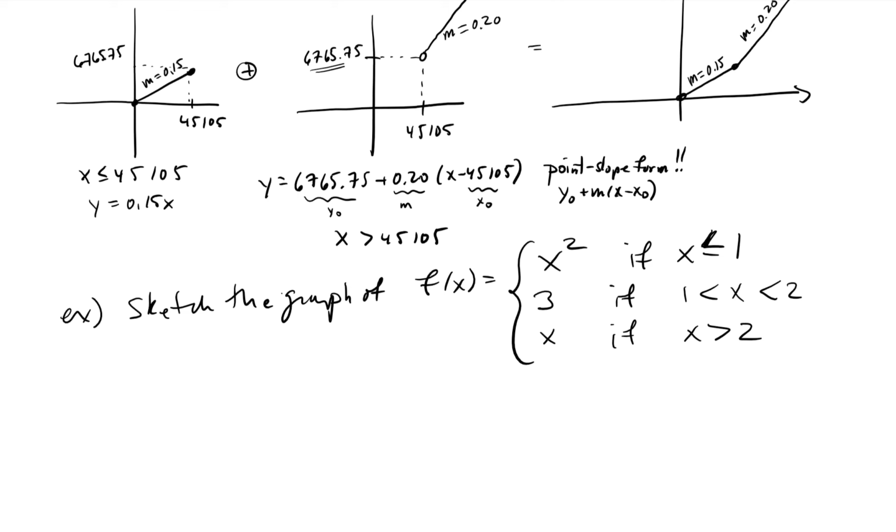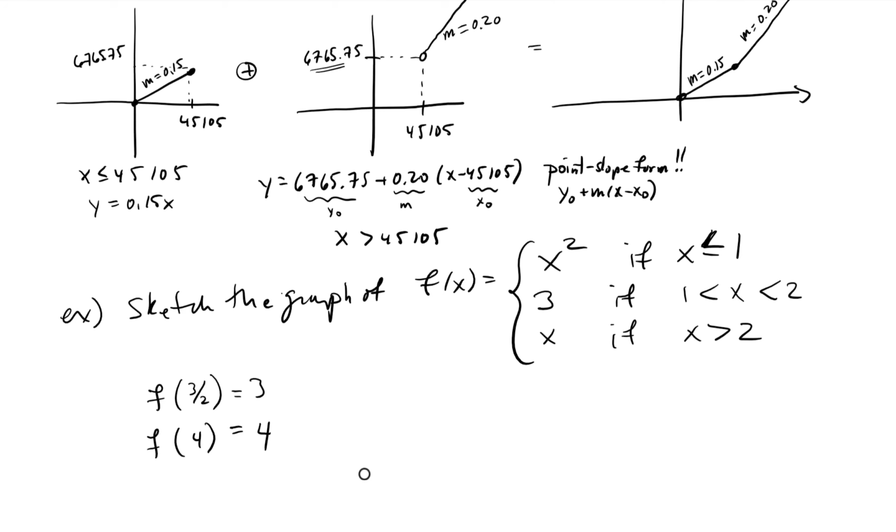Just to understand what this means, if I asked you what's f of 3/2, you'd have to find which case applies. Is 3/2 less than or equal to 1? No. Is 3/2 between 1 and 2? Yes. So the rule that applies is 3. What's f of 4? Then you look at 4: first case, second case, third case. It's the third one, right? x is greater than 2, so it's going to be x, so it's going to be 4. So this is the rule that applies in this case. Okay, so you see how that goes?